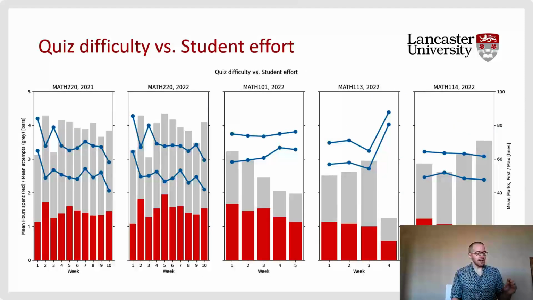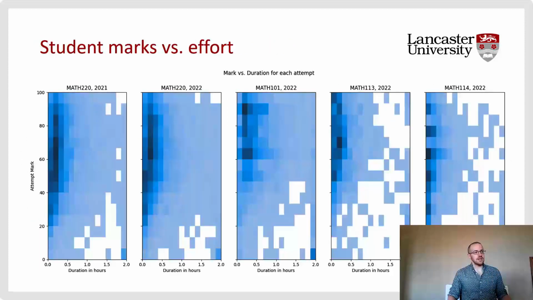So this was kind of averaging over all the quizzes to get a feel for what this quiz is like when you're averaging over all the students. This picture is a heat map for each attempt. So each data point would be an attempt, not just a student, but each attempt that student is making. The y-axis is their mark, and the x-axis is the number of hours they've spent with that attempt open.